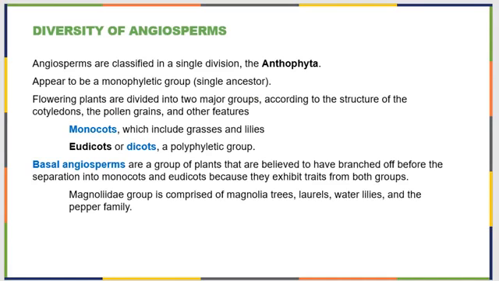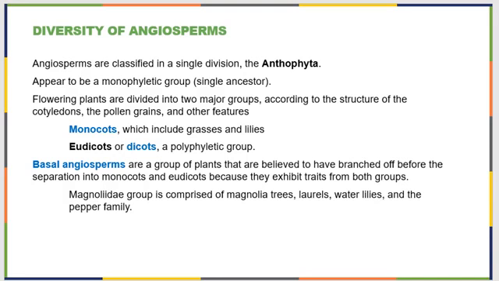When we look at the diversity of angiosperms, they have a single division. They're all members of the Anthophyta. They're a monophyletic group, which means all flowering plants have a single common ancestor. We can study them as monocots and dicots. We split them based on the structure of the cotyledons, so the very first teeny tiny little leaves that they have when they're still inside of the seeds, what their pollen grains look like, and just a few other general characteristics. When we talk about monocots, we're usually talking about grasses and lilies. When we talk about dicots, we're talking about essentially everything else.